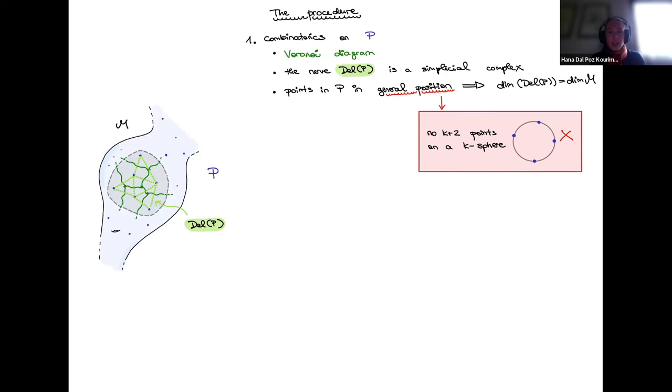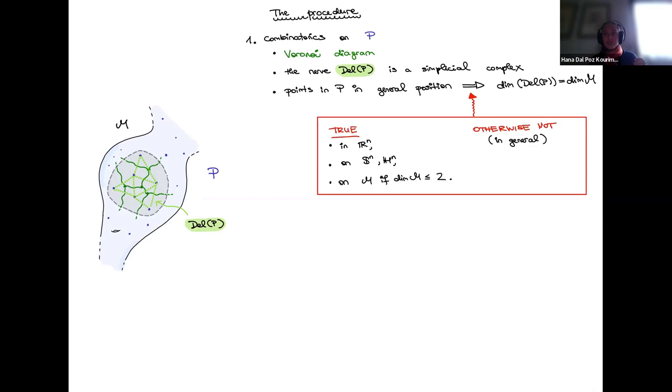Most of you will be familiar with this fact, which says that if the points of P are in general position, meaning there are no k plus two points on a k-sphere, then the dimension of the Delaunay simplicial complex fits the dimension of the manifold, and we are okay. However, this is exactly the point where the first step of the procedure might fail.